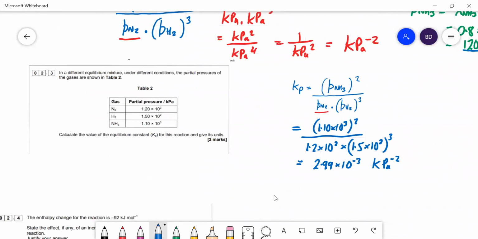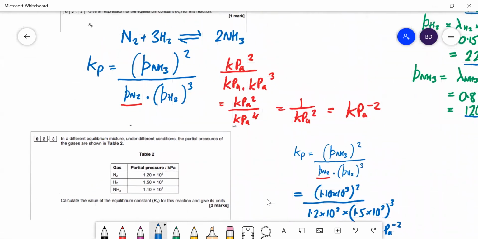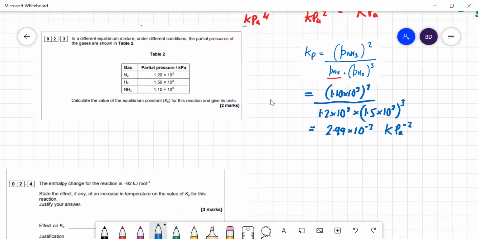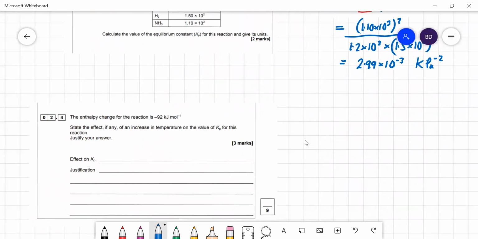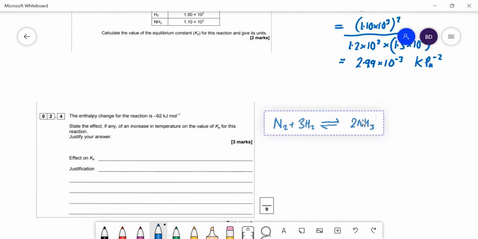Right, now the enthalpy change. So let's see what it asks us about what's going to happen. I'm just going to grab the equation again here, writing it out again. Okay, so it says here 2.4. It says that the enthalpy change of the reaction is minus 92. So that means it's exothermic in this direction, in the forward direction, minus 92. Exo, all right? State the effect of an increase in temperature on the value of Kp.